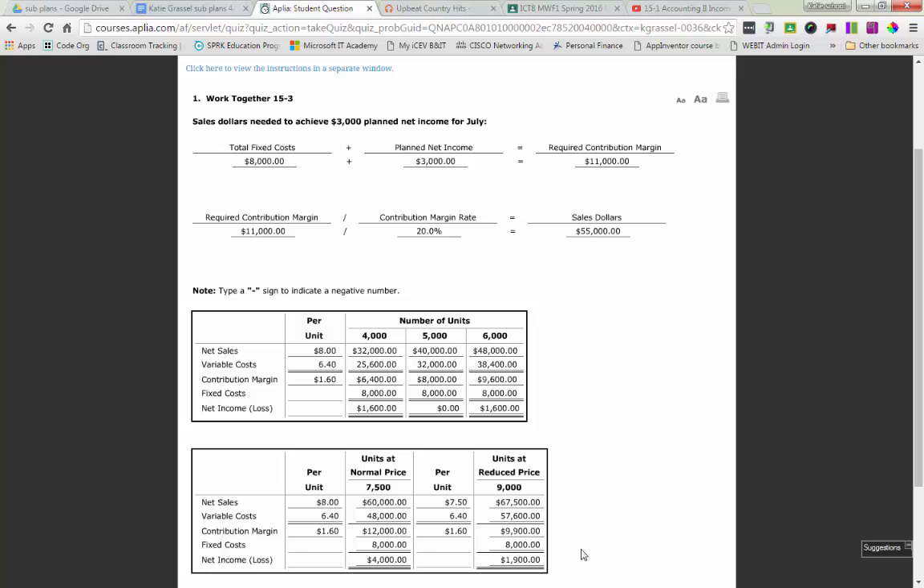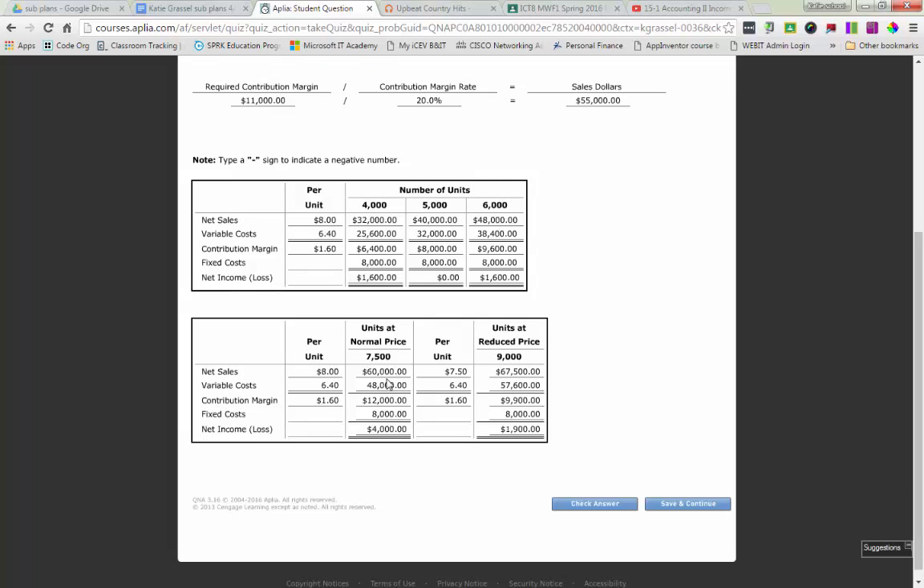So here's what I ask you. Would you recommend that they lower their price 50 cents in order to sell 9,000 units? Is that a wise decision? Or should they stick at their price of $8 per unit and only sell 7,500? Most people would say, oh yes, go ahead, jump, sell those 9,000 units at $7.50. But look at their net income difference between the two. What is a better decision for them?